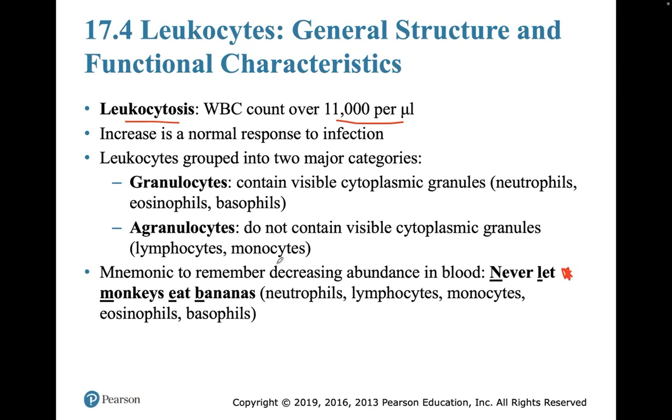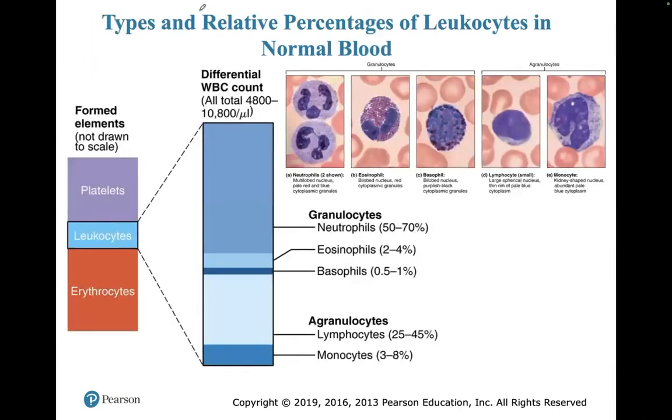N for neutrophil, L for lymphocyte, M for monocyte, E for eosinophil, B for basophil. The 5 types, and these are the two major types: granulocyte or agranulocyte. So if I put this in a differential count, what I will see is that 50 to 70% of WBC in our body is basically neutrophil. You should remember this particular percentage.